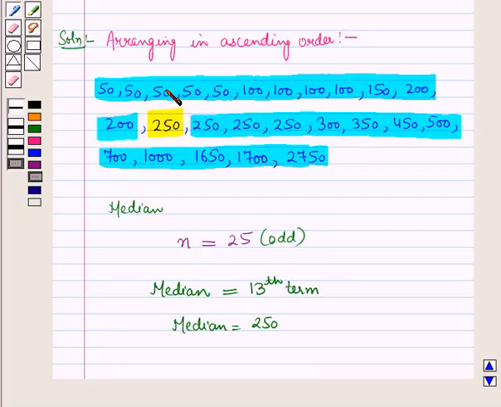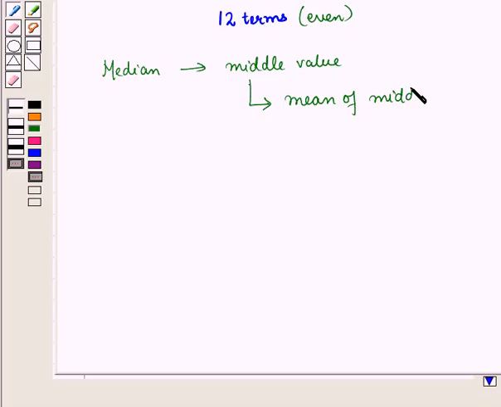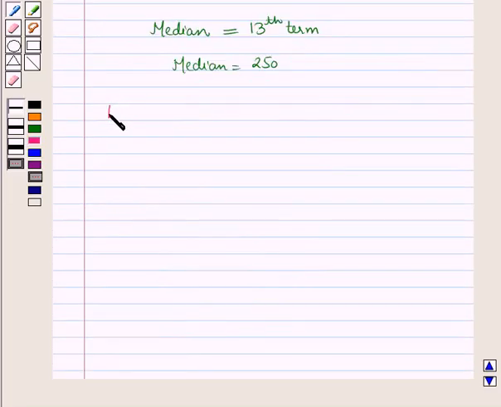Now for the lower quartile, we will find the median of the lower 12 terms. Since there are 12 terms, that is an even number of terms, the middle value, that is the lower quartile, will be the mean of the middle two terms, which is equal to the mean of the 6th and 7th term. So the lower quartile, let us denote it by Q1, is equal to the mean of the 6th and 7th term, that is 100 plus 100 whole upon 2, which is equal to 200 upon 2, and this is equal to 100.